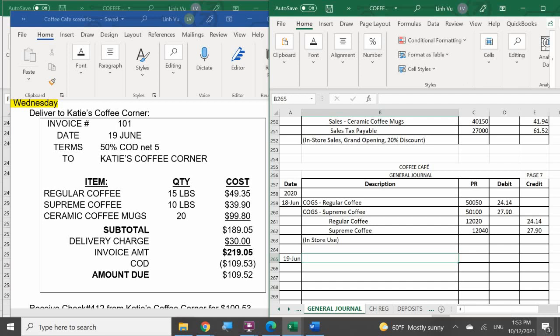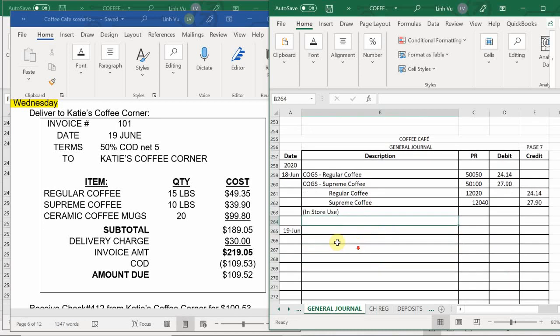So first things first, we need to recognize the sales. So how do we recognize this in our journal? How are we going to journalize this? You have to sell that, no? We check in. Checking, okay. And then sales of regular coffee and supreme coffee and ceramic. Okay. So checking, checking for the total 219. Okay. Now in this case, right?